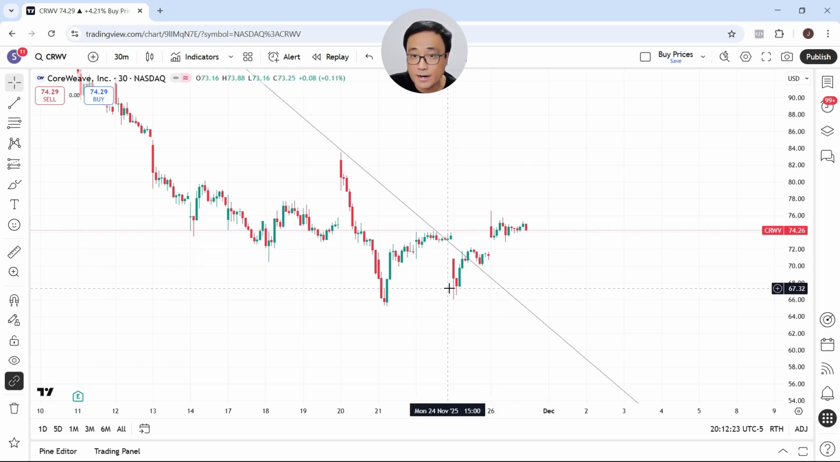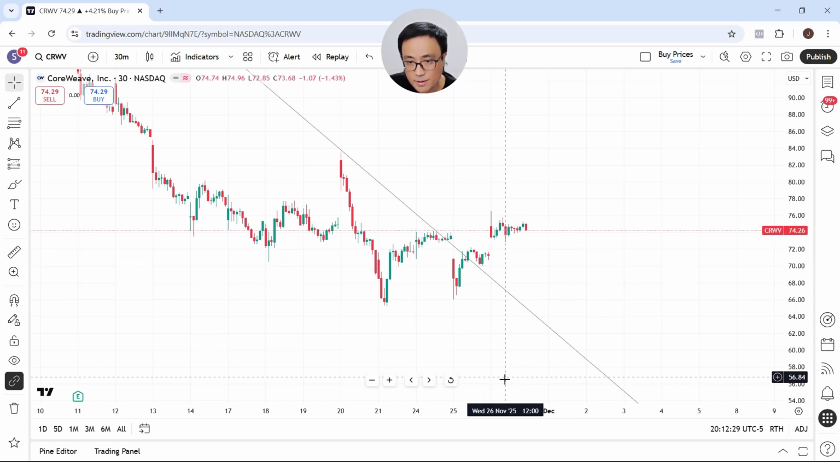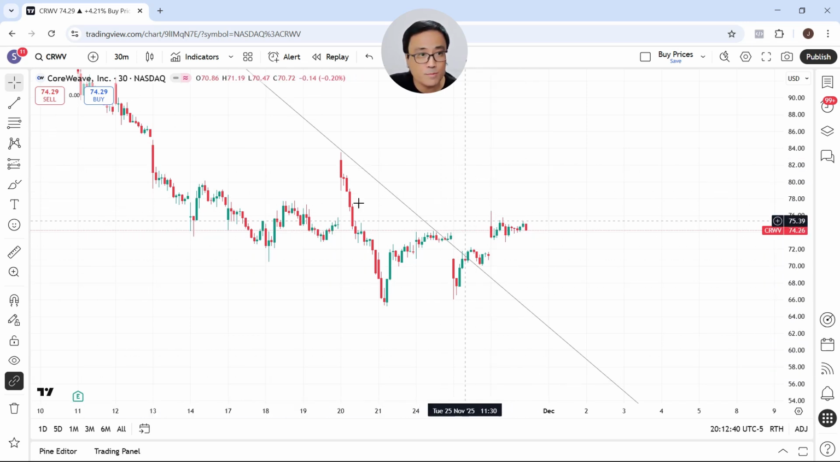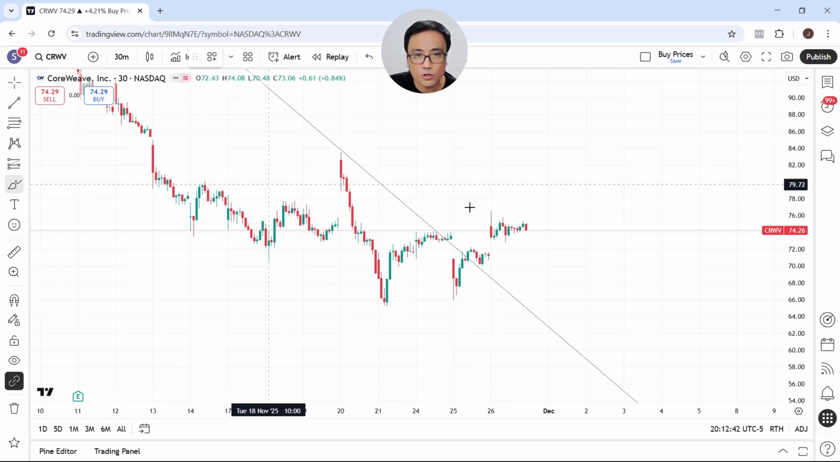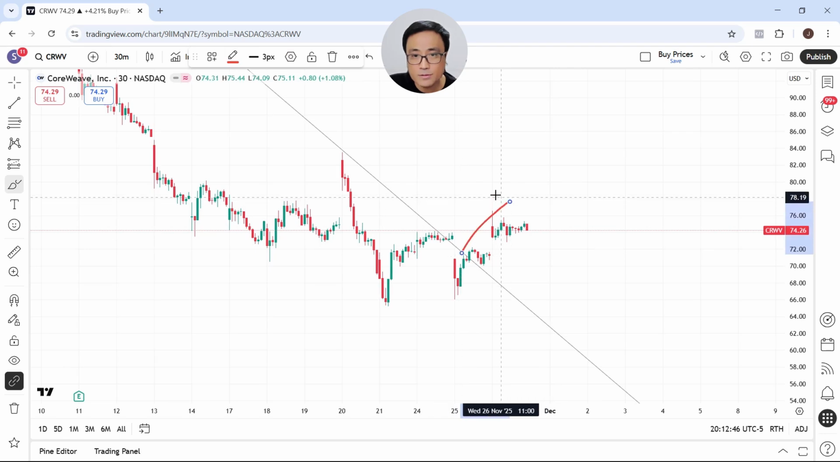A false breakout means it breaks out above the descending trend line, but then it would just fall back down and the prices would just continue to drop. What we're looking for is a confirmation, and the confirmation, let me draw this, would look something like this. It breaks out, which it did. It comes back and touches support.